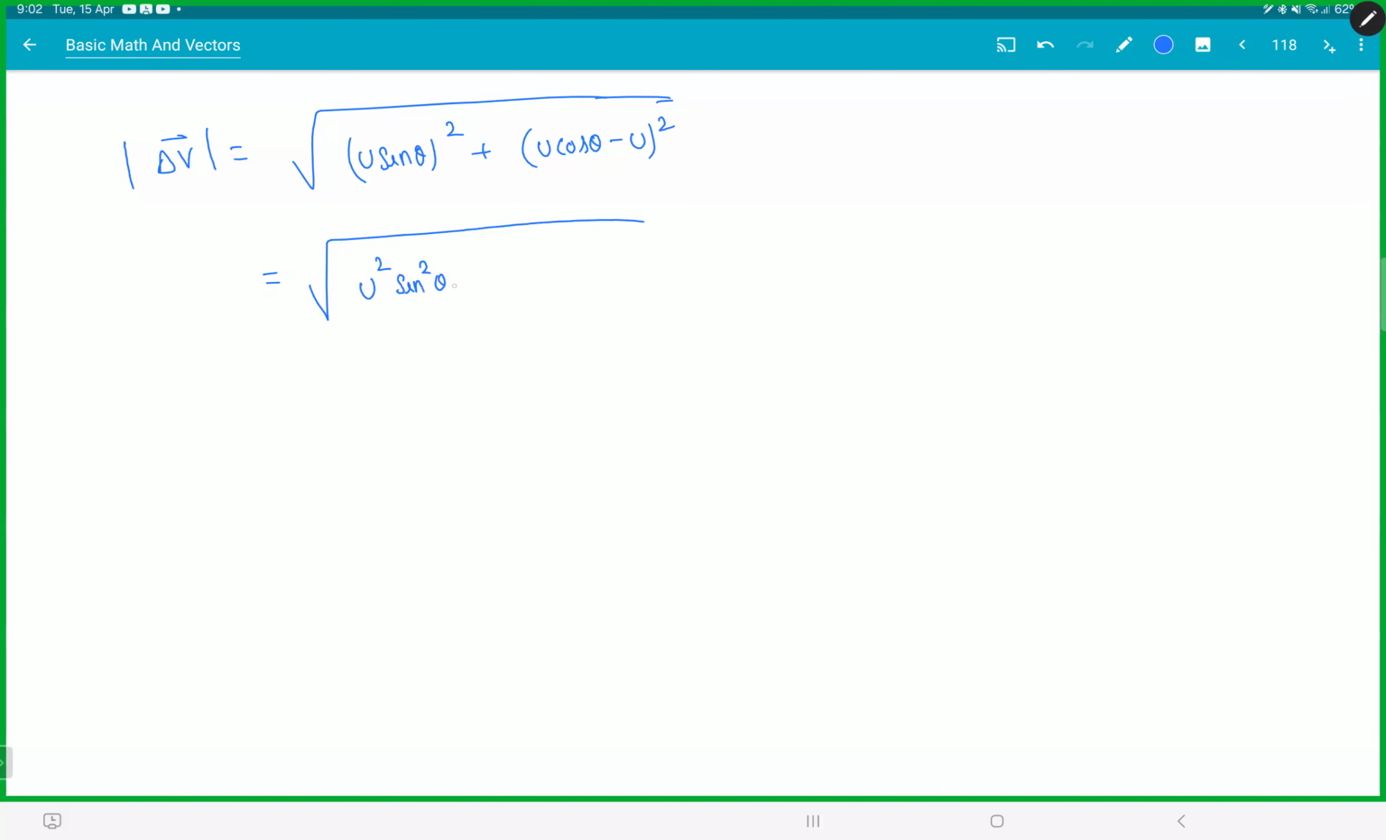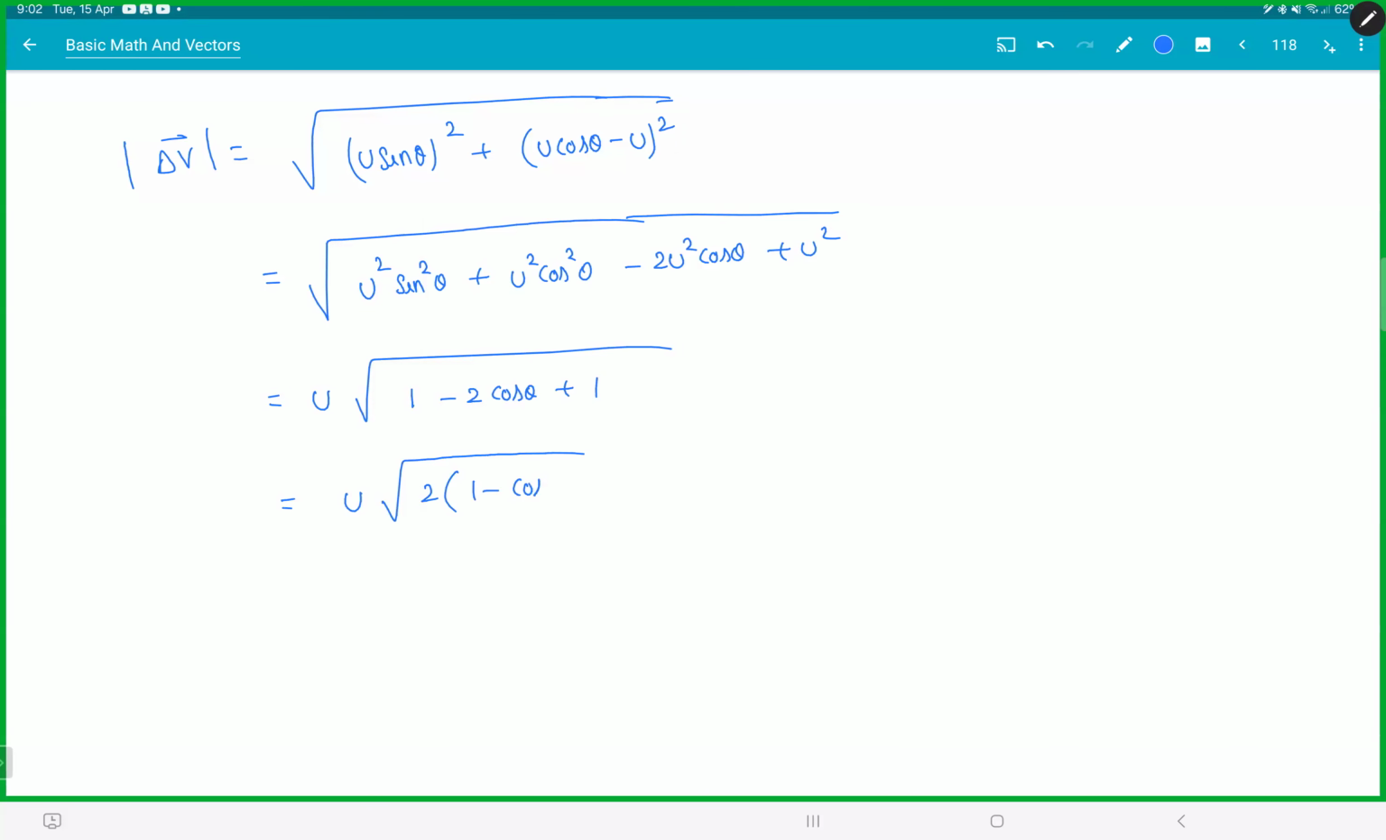U square sine square theta plus U square cos square theta minus 2 U square cos theta plus U square. Take out U square common. You'll get sine square theta plus cos square theta is 1, minus 2 cos theta plus 1. Take out 2 also common, so it'll be 1 minus cos theta. You must have got till here. Most people get till here and then get stuck.